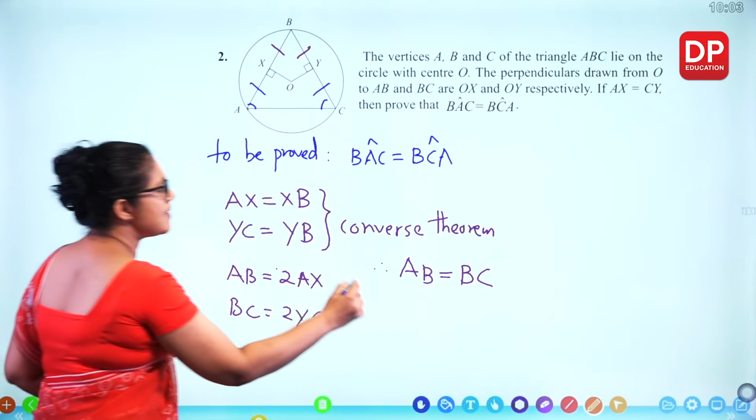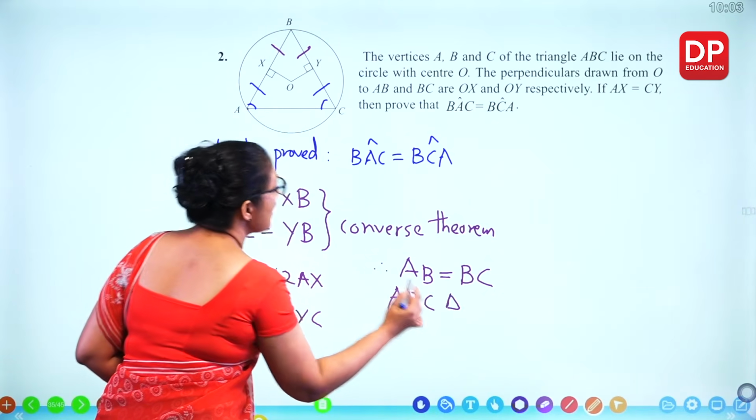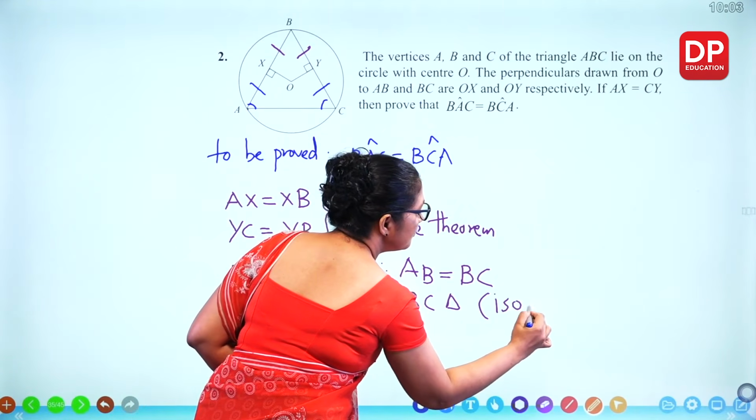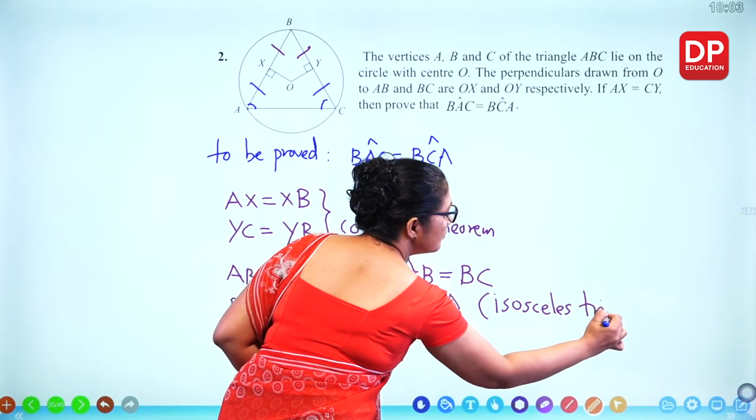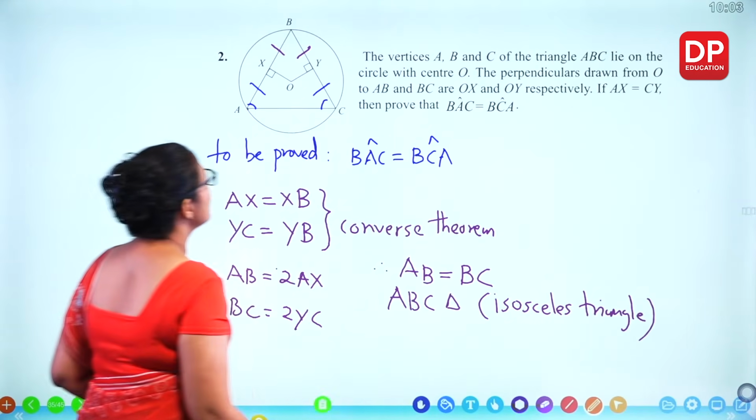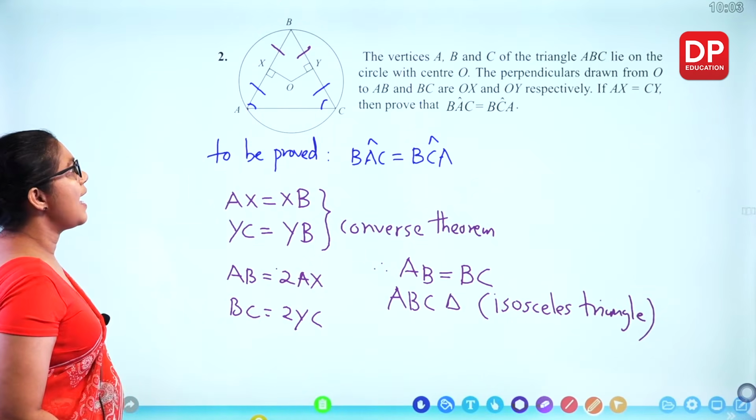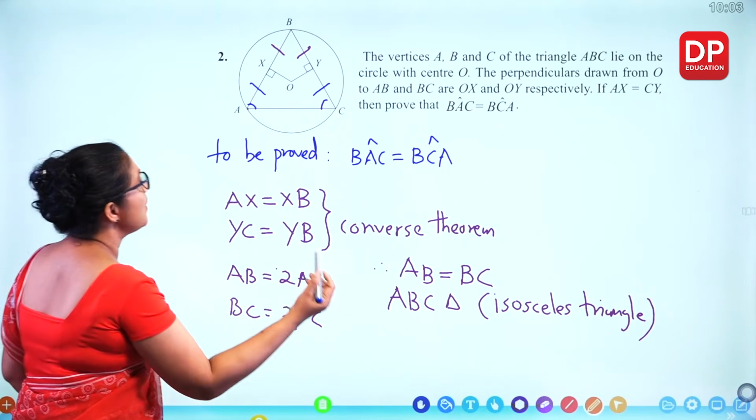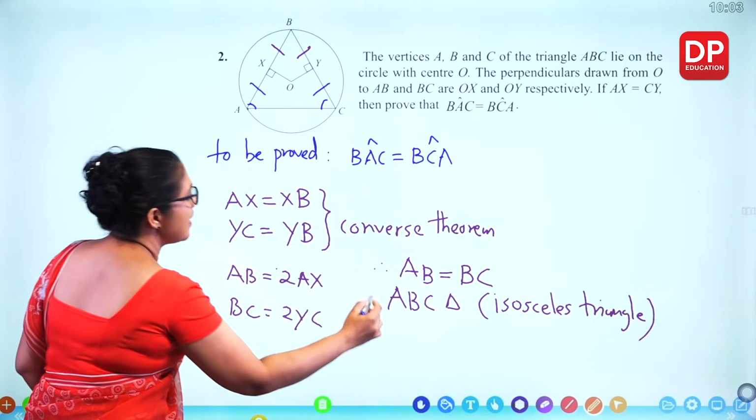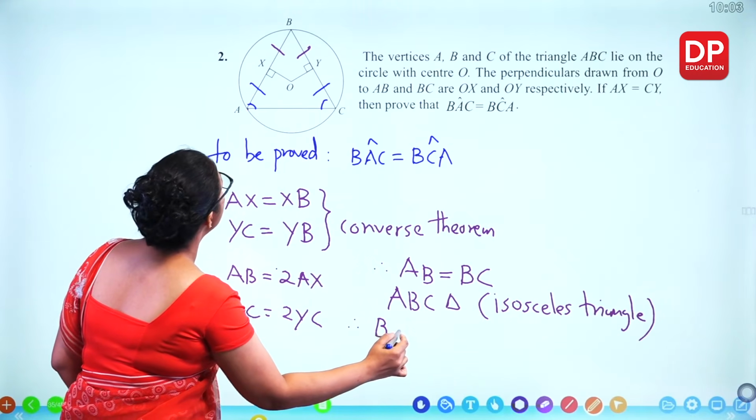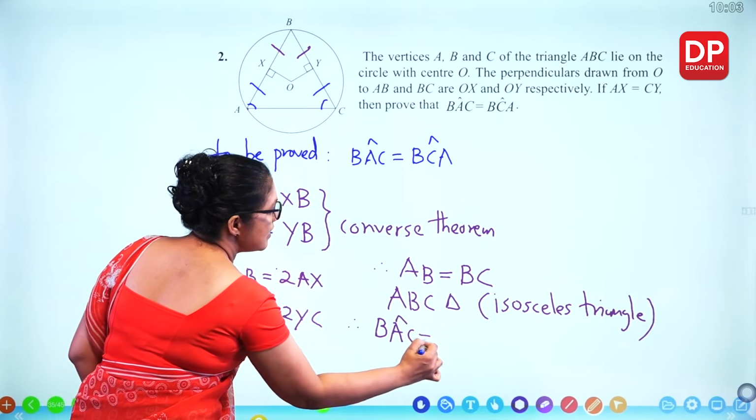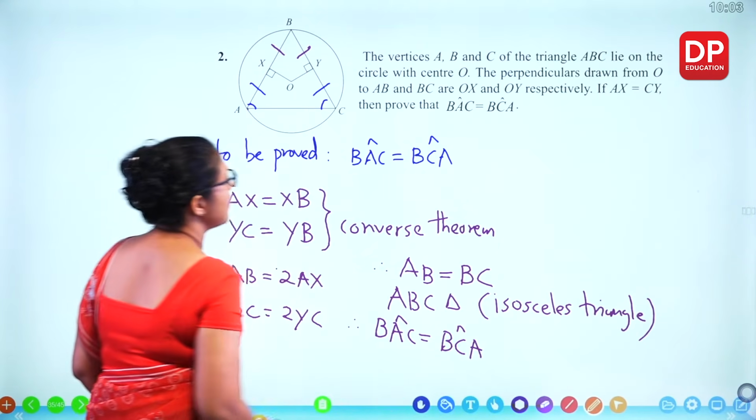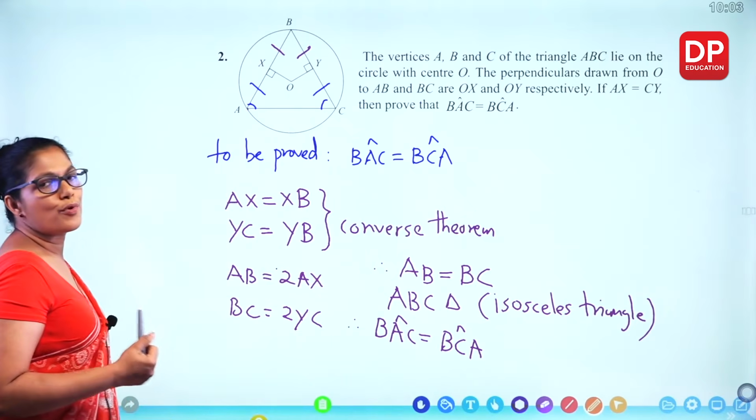When you look at the triangle ABC, these two lengths are equal, which means this is an isosceles triangle. So the angles opposite to those equal lengths are equal according to the isosceles triangle property. So here we can straight away write down the angle. Therefore, angle BAC is equal to angle BCA. So that's what we needed to prove.